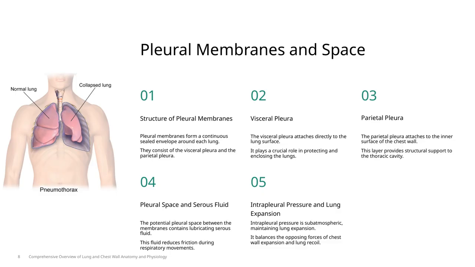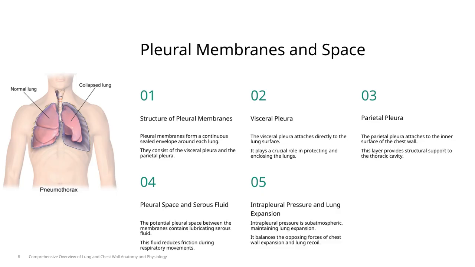Now, surrounding the lungs is a potential space called the pleural space. Inside this space, there's a thin layer of serous fluid that acts as a lubricant. This fluid is incredibly important because it reduces friction during respiratory movements, allowing the lungs to glide smoothly against the chest wall during inhalation and exhalation.